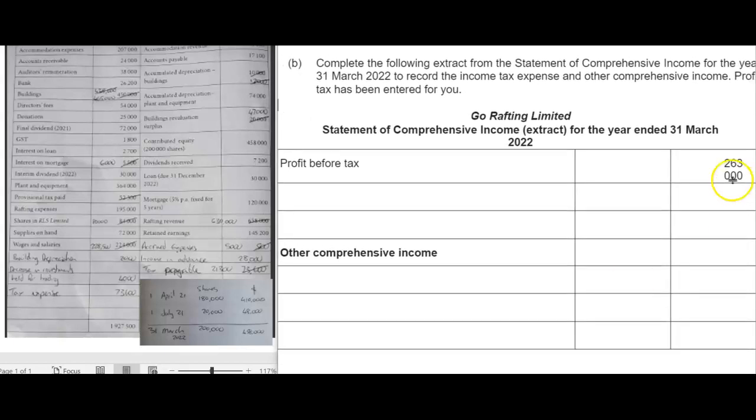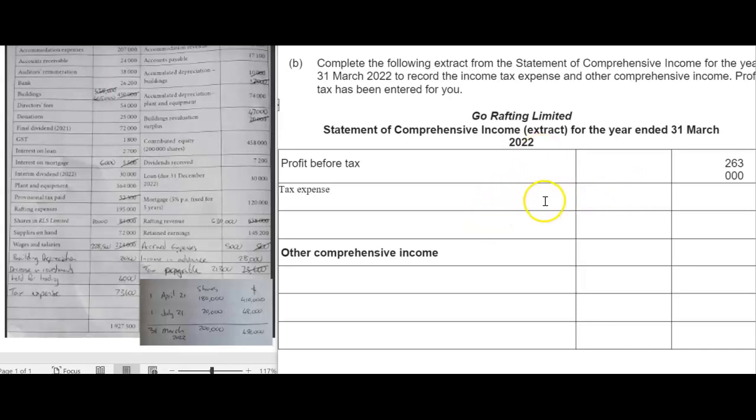Next part. We're going to look at the profit before tax. All right, profit before tax, 263,000. Then we've got the tax expense. So the tax expense we'll find over here, and you'll see that the tax expense is 73,600. So the profit after tax is that one less this one. I'll just do that calculation. 189,400.